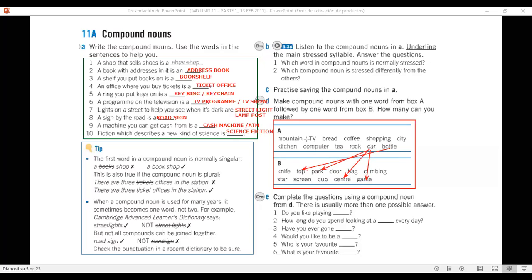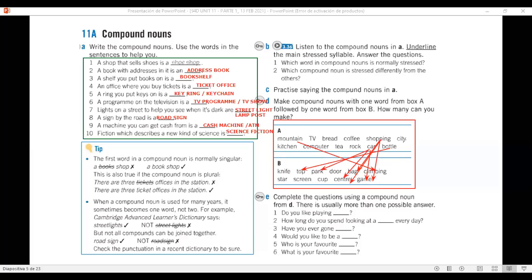Yes, so we have a lot of possibilities of compound nouns with these words. You were saying, for example, mountain climbing, top of the mountain, shopping bag. Also, we can say a shopping bag. We can say a shopping center. We can even use a shopping game.